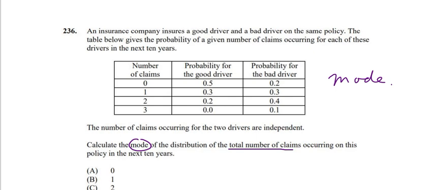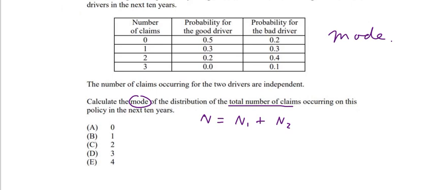Okay, the total number. So here we have a good driver or a bad driver. So we put good as N1 and bad as N2. We let N equal the total. So we want to find which number makes the probability of the total number N the highest.